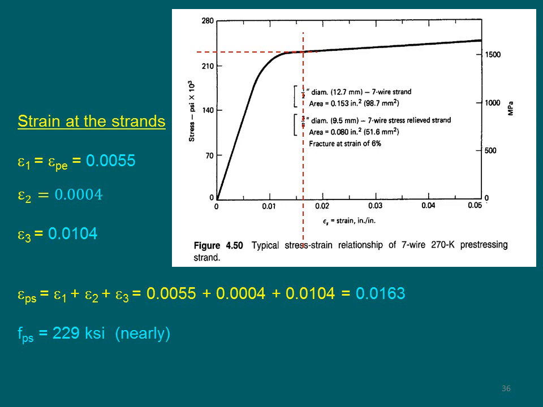Now let's go back here to the stress-strain relationship for 270K pre-stress strands. If you have the amount of strain on the x-axis, the stress is going to be on the y-axis. You draw a vertical line at the strain of 0.016. Once it hits the stress-strain curve, you go horizontal, and with that you can figure out the amount of stress that you can use as nominal stress. It is determined here to be roughly 229 ksi, which is higher than the 205 I started with. This is good news. My assumption was okay.